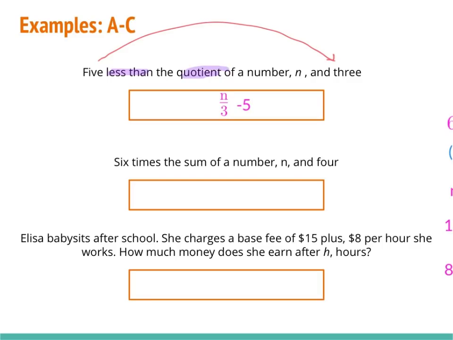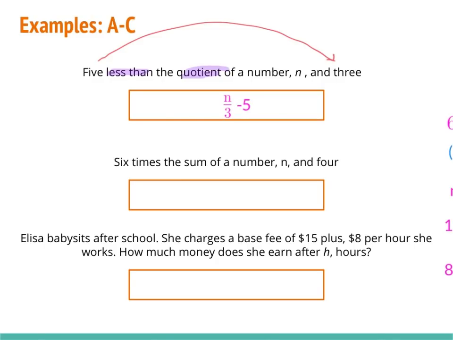And notice that's going to go to the front of my expression, because the 5 less than pushed that to the back. So now I have an expression that is n divided by 3 minus 5, or 5 less than the quotient of a number n and 3. Let's take a look at the next example.